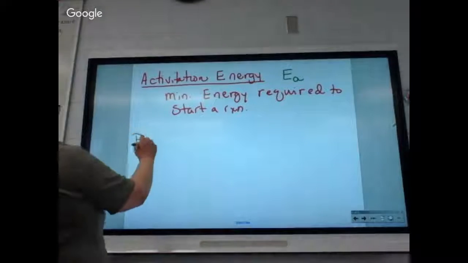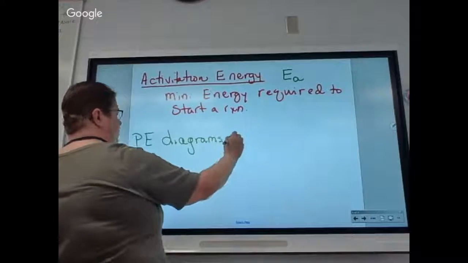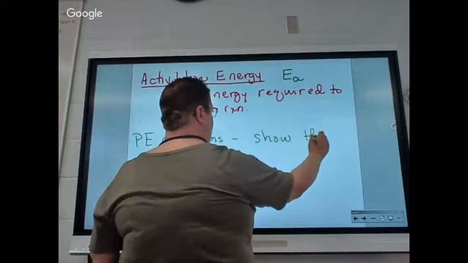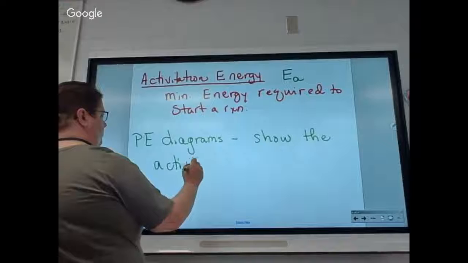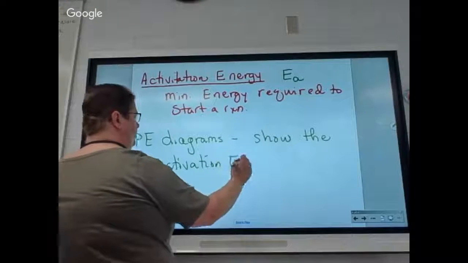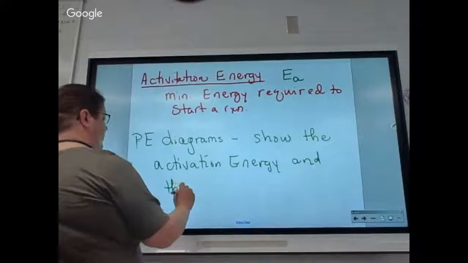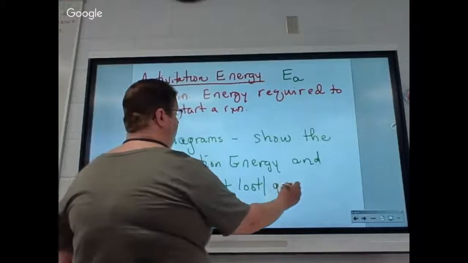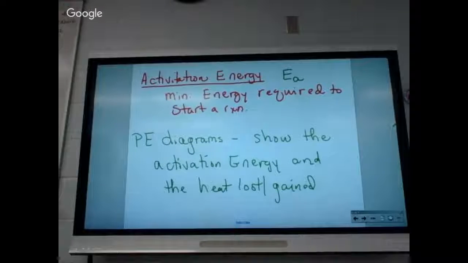Now, potential energy diagrams show the activation energy and the heat lost or gained. And that's going to have a name we're going to talk about very shortly. To start a reaction.